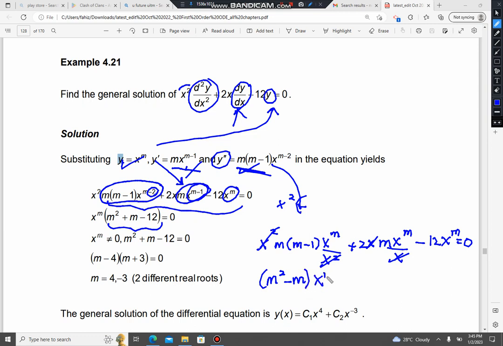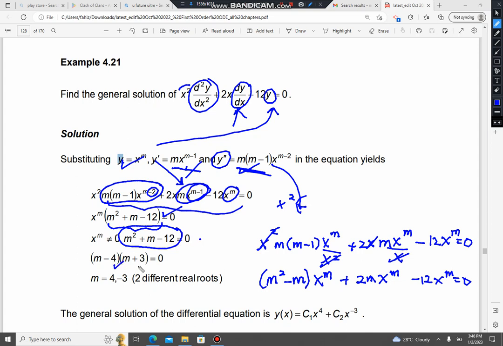Okay, this one for x^m, and then plus 2m x^m minus 12 x^m equals 0. So you just factorize x^m. That's why you get this. Okay, so x^m is not equal to 0. We just leave that, we don't want x^m to equal 0. And then m squared plus m minus 12 equals 0. And then you can factorize this one. It is more or less the same as the previous topic. Then you need to factorize m squared plus m minus 12 equals 0.